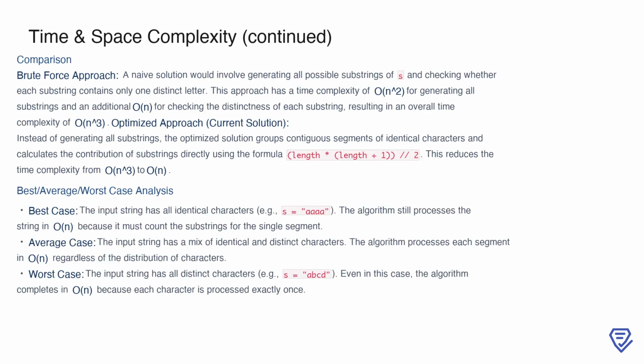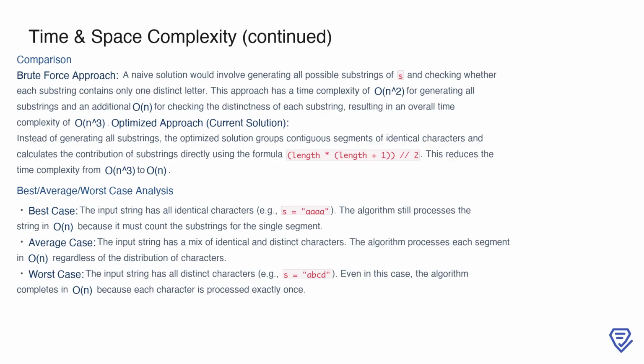When comparing our optimized approach to the brute force method, the difference in efficiency becomes clear. The brute force approach involves generating all possible substrings of the input string and then checking each substring to see if it contains only one distinct character. Generating all substrings alone takes O(n²), and verifying each substring's distinctness adds another O(n), leading to an overall time complexity of O(n³). In contrast, our optimized solution avoids generating substrings altogether. By grouping contiguous segments of identical characters and directly calculating their contribution using the formula length * (length + 1) / 2, the time complexity is reduced to O(n).